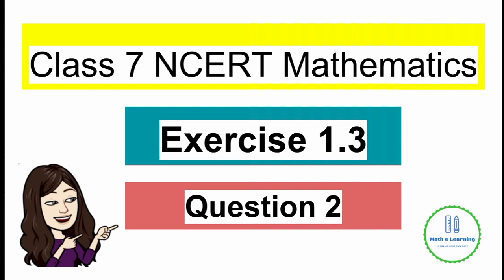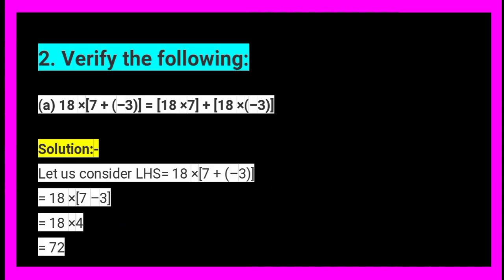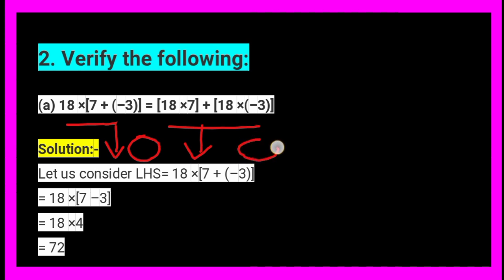Now question number 2 is verify the following. What are we supposed to do here? First of all, we check what is in the left hand side and what is in the right hand side. We evaluate that left hand side and right hand side. Then we will check whether the left hand side answer and the right hand side answer are the same or not, right?